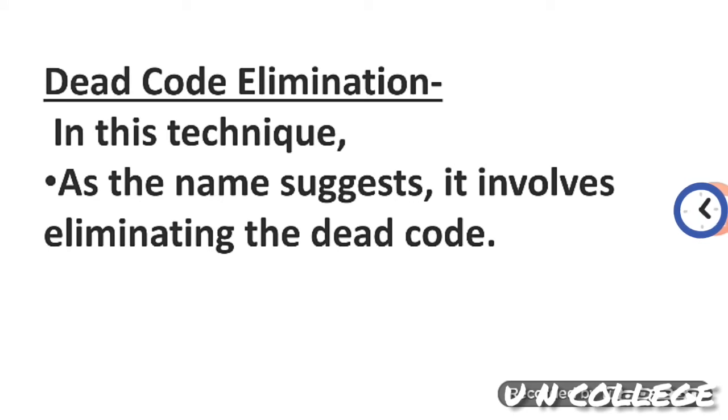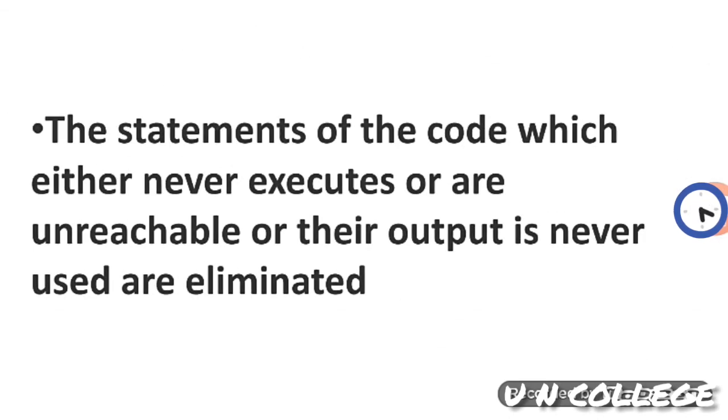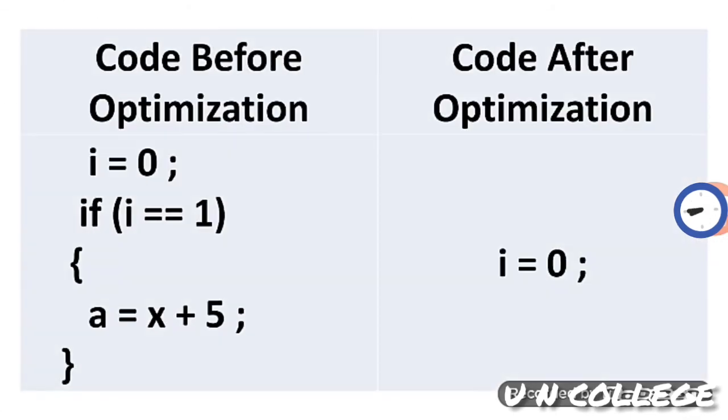Okay. Now we will discuss dead code elimination. In this technique, as the name suggests, it involves eliminating the dead code. The statements of the code which either never execute, are unreachable, or whose output is never used are eliminated, because those are termed as dead code. Here I have used one example of code before optimization and after optimization.